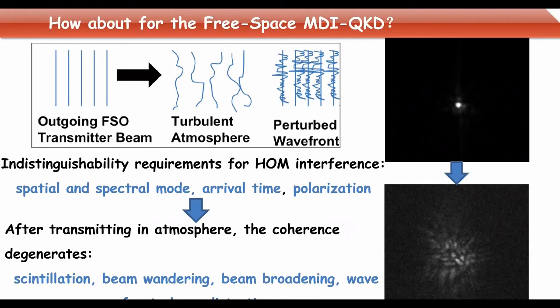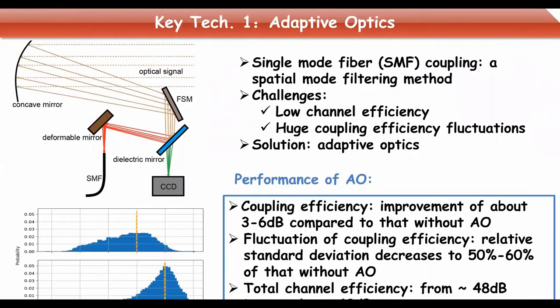But here in free space, the spatial mode changes because of turbulence. The turbulence will change the wavefront and the phase. And then you have beam wandering and broadening or scintillation or whatever. And the spatial mode change also affects your spectral mode and the arrival time of the polarization. So the solution, first of all, for the spatial mode, is to use single mode fiber coupling. Single mode fiber coupling is like a filtering, so you can get very perfect indistinguishability.